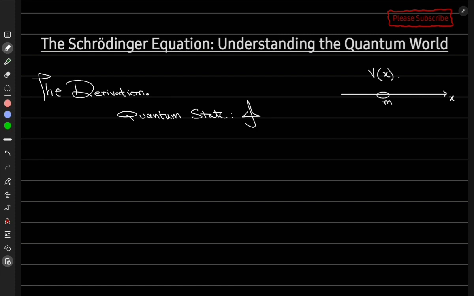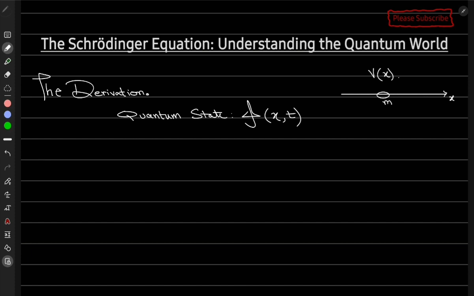And as I have mentioned before, a quantum state is a mathematical object that contains every piece of information about a physical system. So for this particle, every single piece of information that you can have for this particle is in this wave function psi. Now, that means that this wave function should obviously be a function of the position of the particle and the time.